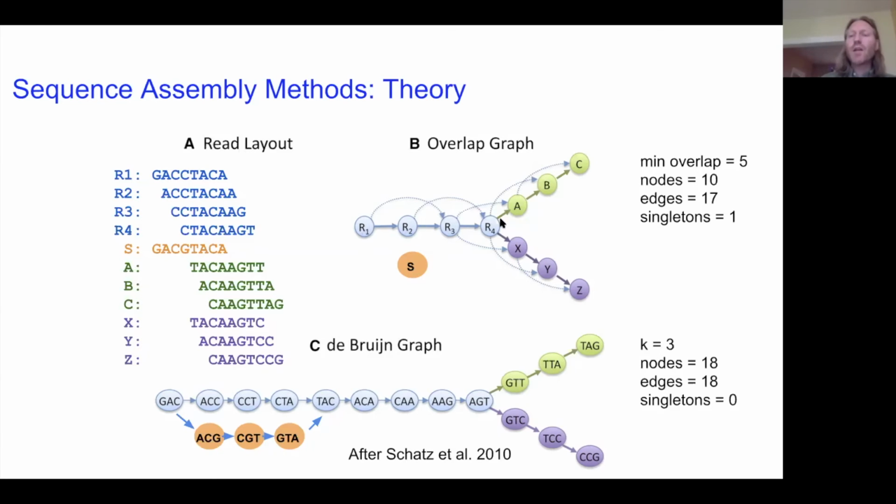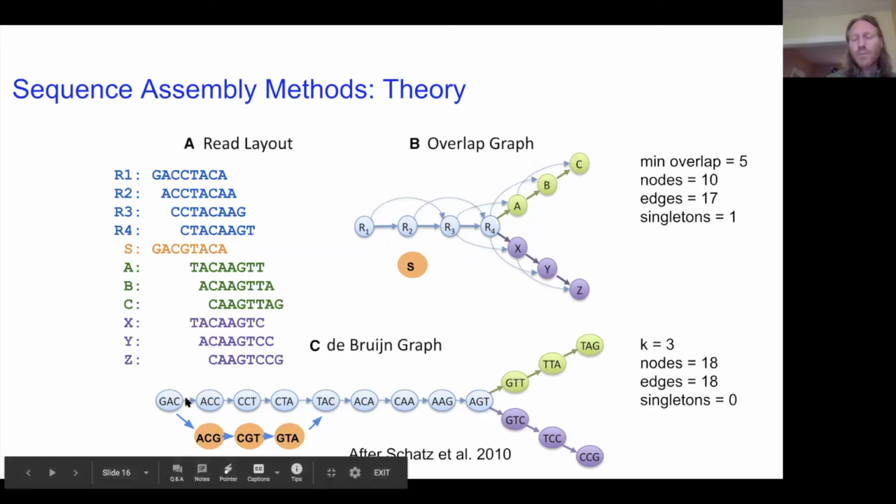So in this graph here, we have the minimum overlap of 5. There's 10 nodes, 17 edges, and this one singleton, which has, as you can see, either an error or a SNP. It may depend on what's going on, but it has a G here instead of a C. And you can see it's 1, 2, 3, 4 bases here and 5 bases here. So it has no 5 bases in common with any of these other reads. And so it's unassembled on the overlap graph. It's just left as a singleton.